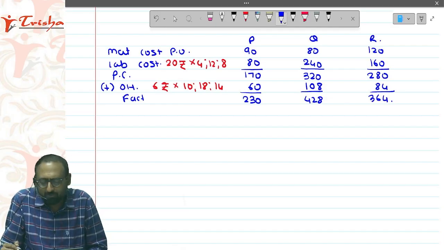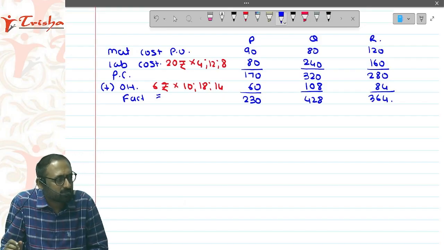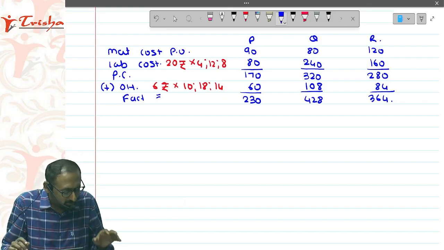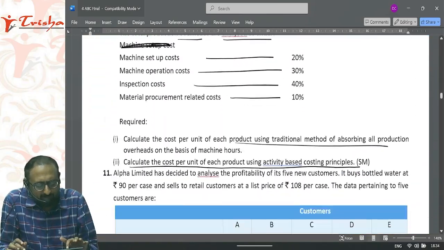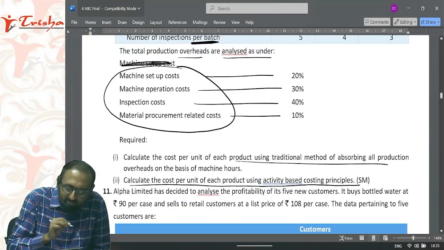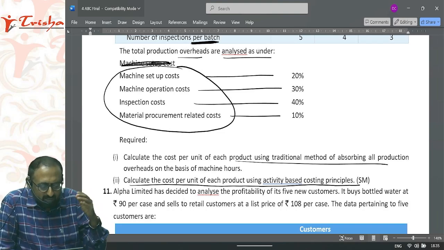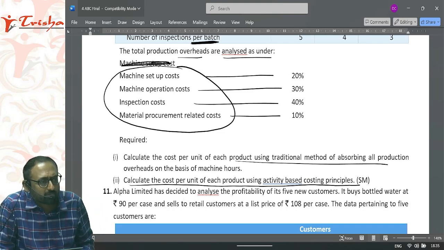Traditional method of costing was very simple. Directly, the overhead absorption rate is given in the question, 6 rupees. Now please tell me, guys, what to do in activity based costing. What is your step number 1 of ABC? Fast answer, Sirji. Sirji, define activity. No need to define, directly activities are given in the question. Setup is an activity, operation is an activity, inspection is an activity, material procurement is an activity.